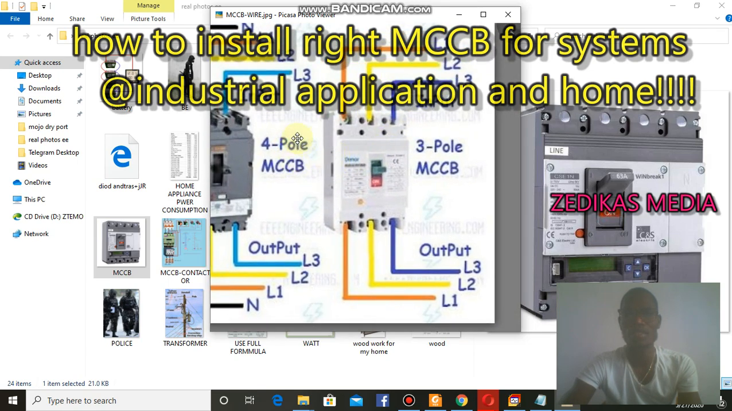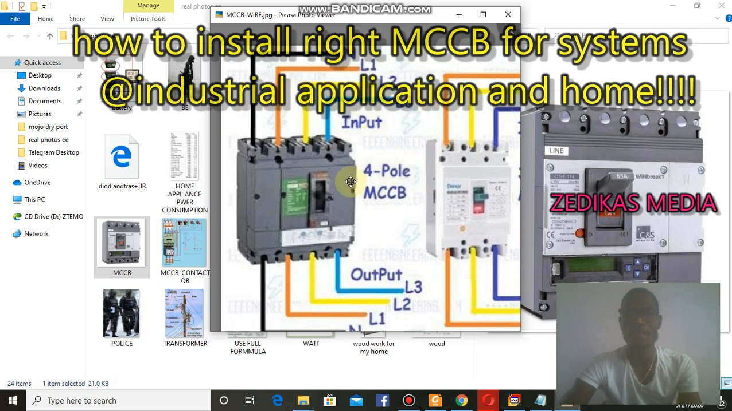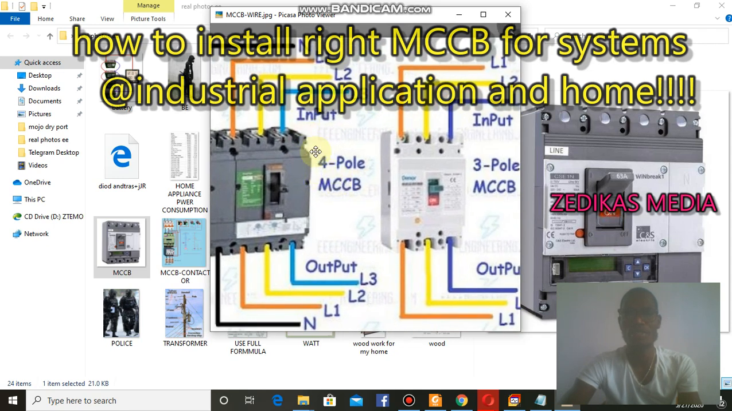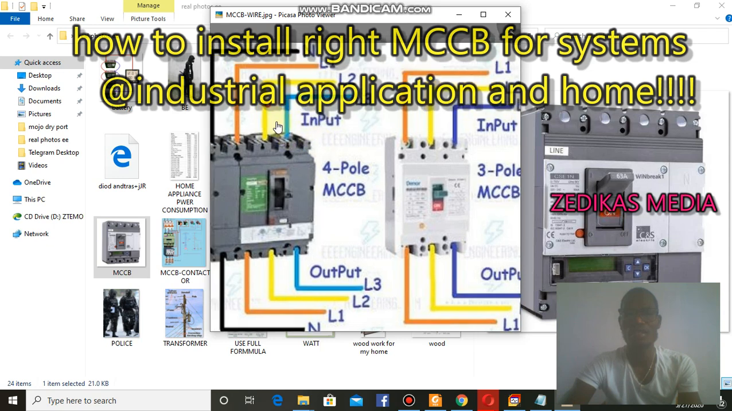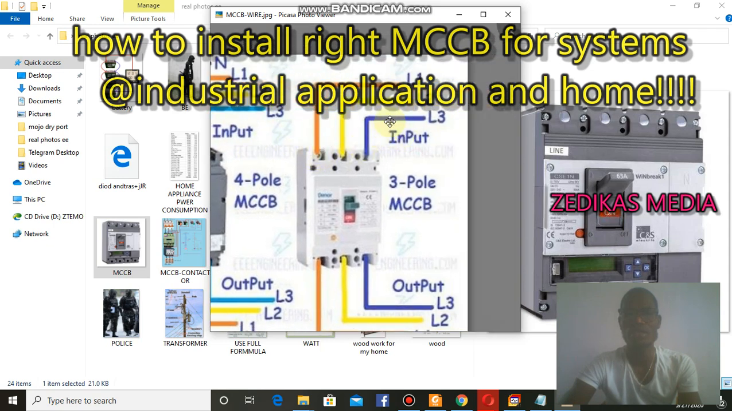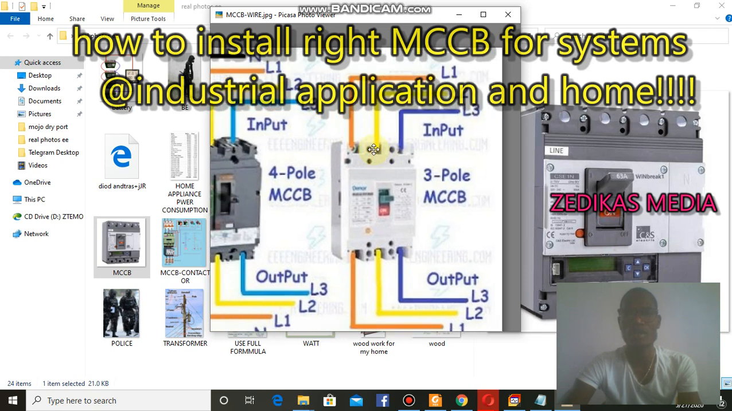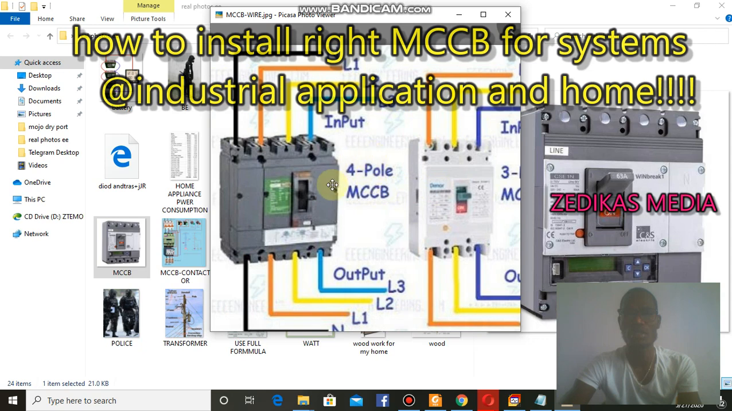Let's say the difference between the 3-pole and 4-pole MCCB. In a 3-pole, there are three lines: line 1, line 2, line 3, with no neutral line. But in the case of 4-pole, we have line 1, line 2, line 3, and the neutral line. The black wire is connected here. So this is all about the physical configuration of this MCCB or molded case circuit breaker.